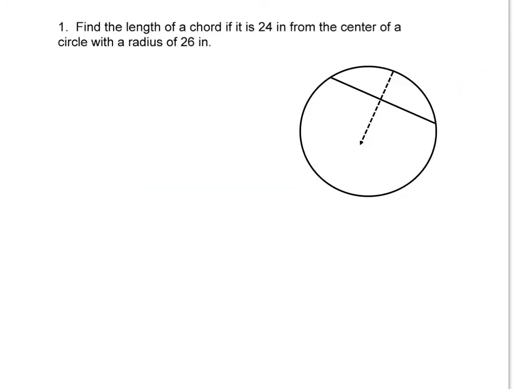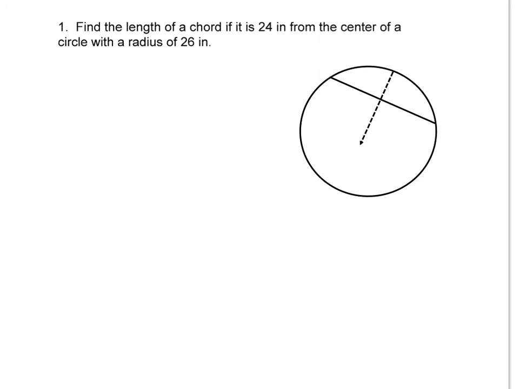Okay, find the length of a chord if it is 24 inches from the center of a circle with radius 26. So we're looking for the length of this chord right here. Okay, we know that this distance is 24. Good thing I can read. And it has a radius of 26, so we know that this length is 26, which we do know that, yes, this little distance right here is 2.